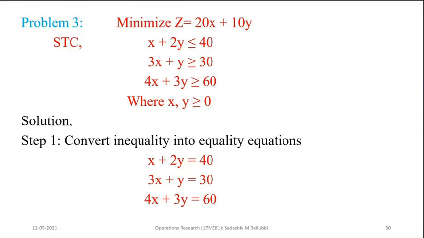Note the change: the first constraint has less than or equal to 40 and the second constraint has greater than or equal to 30. The third constraint is 4x plus 3y greater than or equal to 60. And finally, x and y are greater than or equal to 0, that is, non-negative terms.